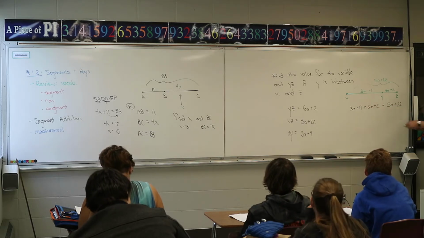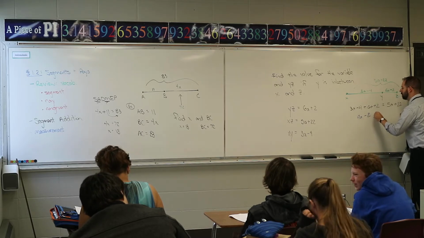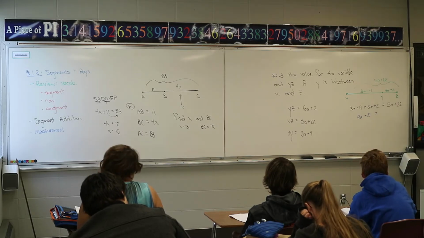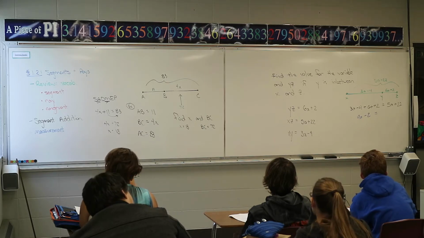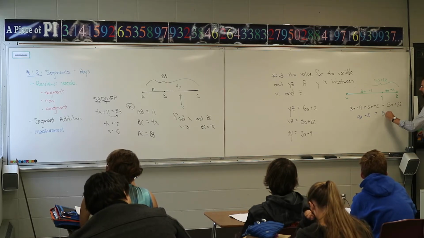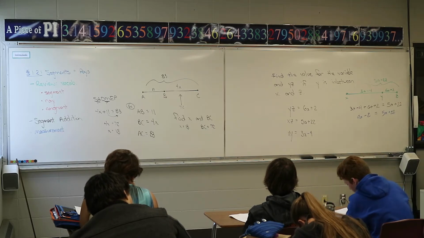9a and -2. All right? Because 3a and 6a make 9a, and then the -4 and the 2 make -2. On the other side, I still have the 5a and the 22. All right. So now this is really testing your algebra 1 skills. I threw you in the deep end. You gotta have algebra to get in here.